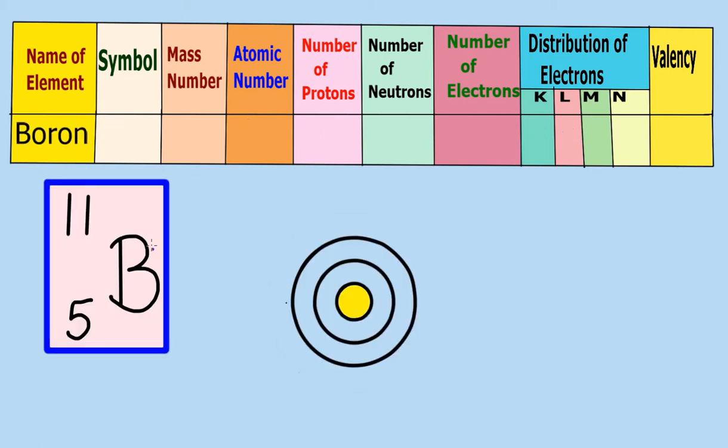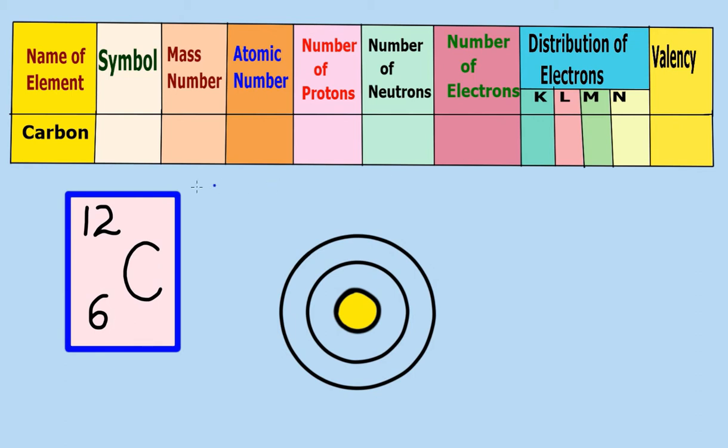Let's discuss boron now. Boron is represented by the symbol capital B. It has mass number 11 and atomic number 5. Atomic number 5 means it has 5 protons and 5 electrons. What is the number of neutrons here? Mass number minus protons: 11 minus 5, 6 neutrons are present. And how are these 5 electrons distributed? 2 electrons are there in the K shell and 3 electrons are there in the L shell. So we will show 2 electrons here in the K shell and 3 electrons here in the L shell. So this is the electronic configuration of boron. What is its valency? Valency is 3.